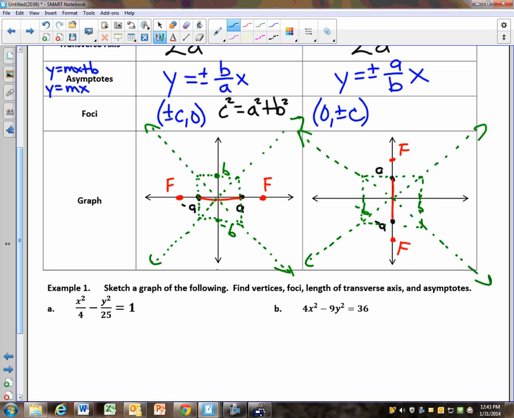Last thing I'm going to do is sketch my graph. You start at the vertex, excuse me, and you then travel along the asymptotes. You make a nice gentle curve.